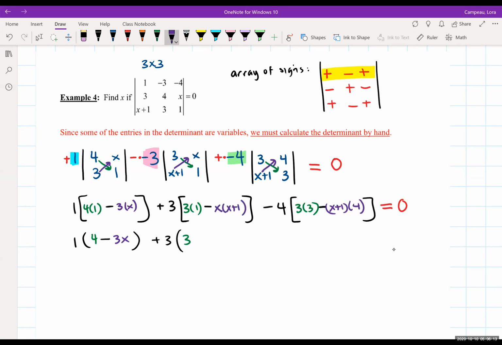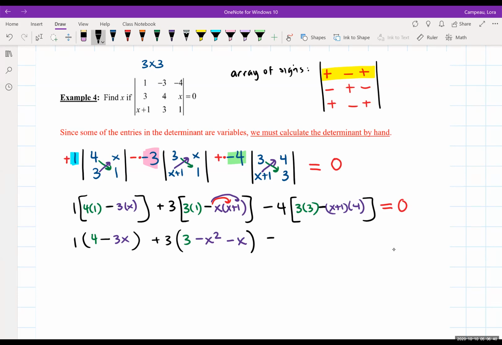So I'll do that. And if I am simplifying, I have to remember that I'll be distributing the -x to both terms. So I will have -x times x, which would be -x squared, and -x times 1, which will be -1x, or just -x. So that's the value of that determinant.